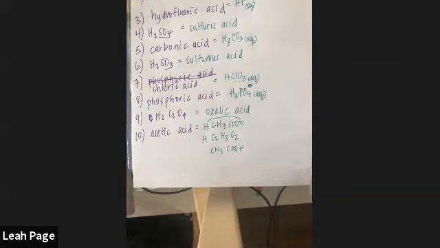Yep. Okay. I have a question. For oxalic acid, when we're writing the cation, it's just going to be an H plus, not that H2.